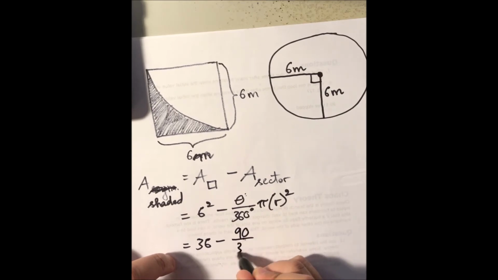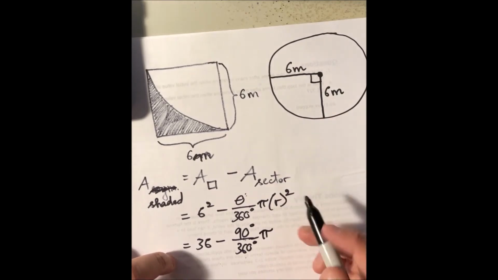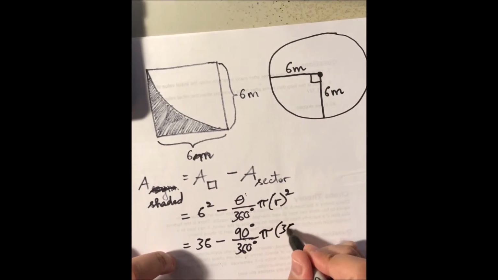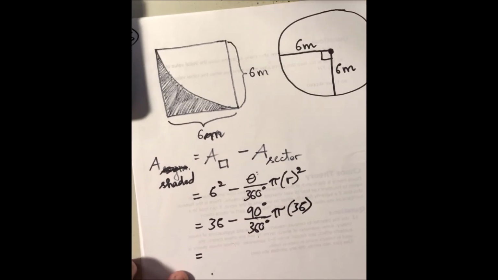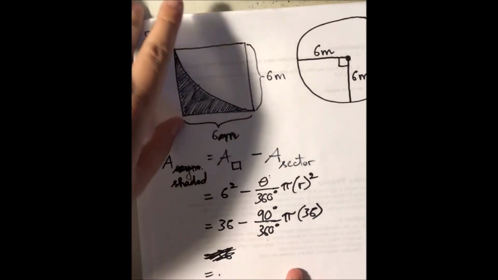90 over 360 times pi times the radius squared. The radius is 6. 6 squared is going to be 36. Well, this is going to give us what? Well, if we factor out the 36, we're left with... Actually, no, I'm not going to factor it out.